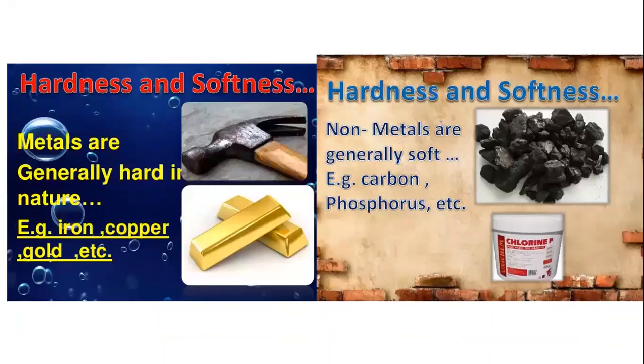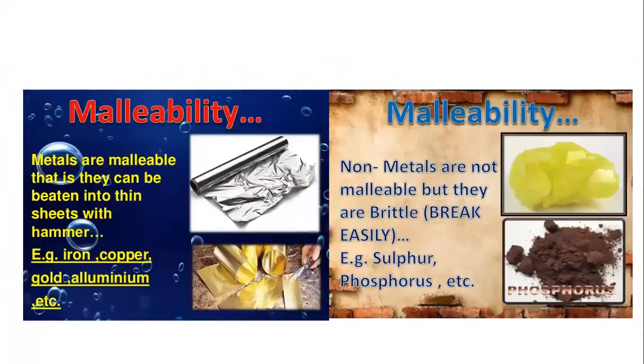Then we have hardness and softness. Metals are very hard. Few metals are soft and can be cut with a knife also, like sodium is a soft metal, whereas non-metals are generally soft. But diamond is the exception. Diamond is the hardest substance known. Although it is a non-metal, still it is the hardest substance known. I hope all are getting clear.